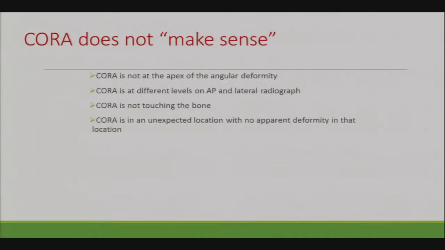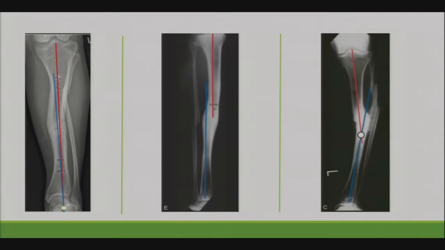There will be times when you're doing this where the CORA doesn't make sense, particularly in trauma. The CORA may not be at the apex of the deformity. You may see an angulation and the CORA is not there and think, why is this not at the apex? Or the CORA is not even on the bone at all. It's proximal or distal to the bone, or it's at a different level on the AP and lateral radiograph. This is where it gets a little more confusing. In general, that means there's involvement of either more than one apex or translation.